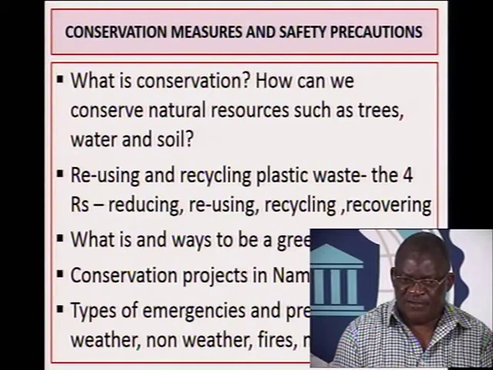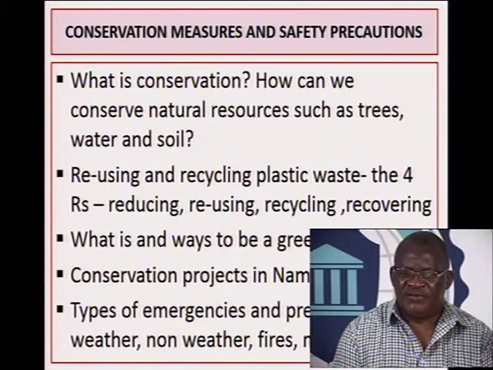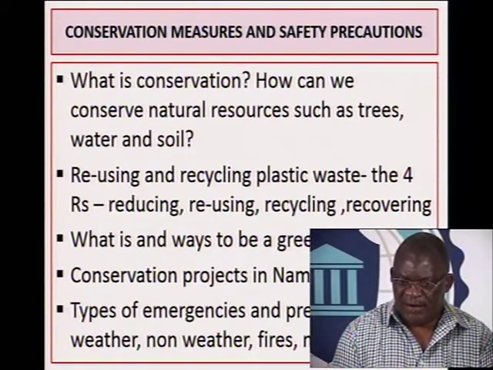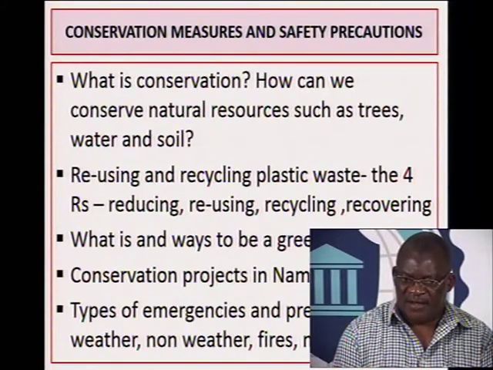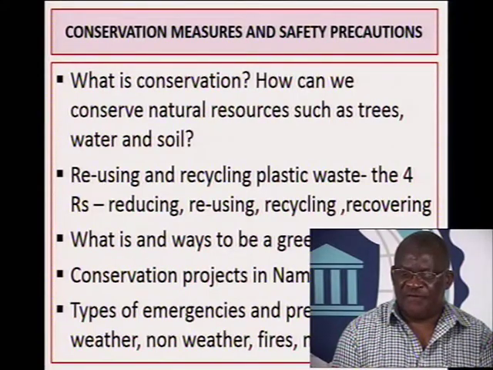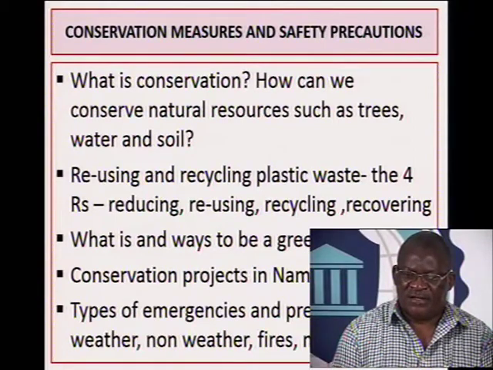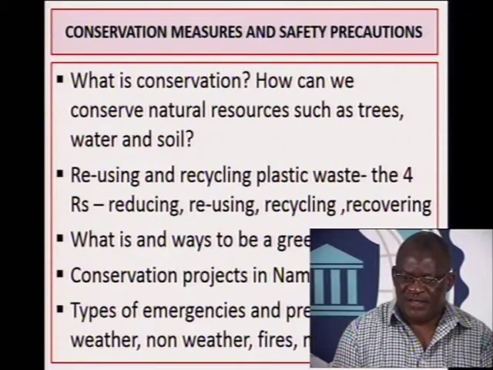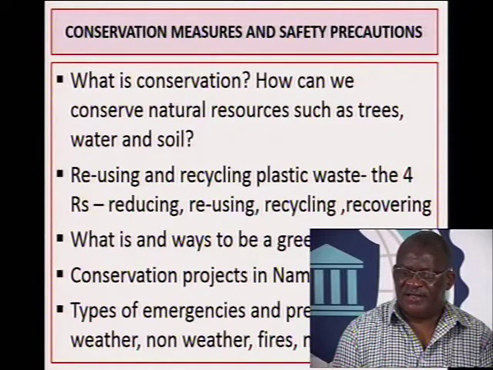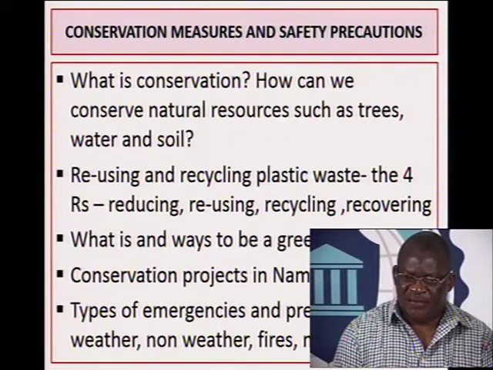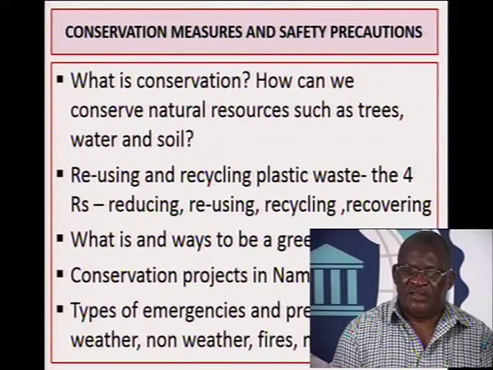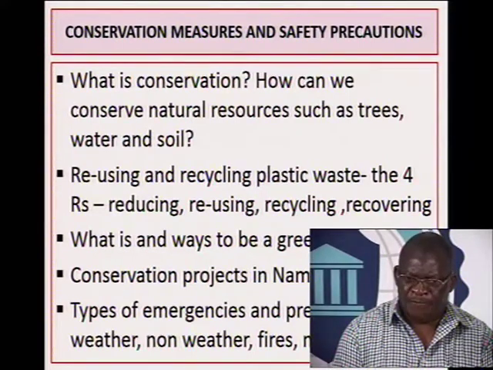Then under the same topic, we have reusing and recycling plastic waste. And under this topic, we have 4 R's. The first one is reducing, reusing, recycling, and recovering. We should know these terms, how we can recycle plastic waste, how we can reuse plastic waste, and how we can reduce plastic waste.